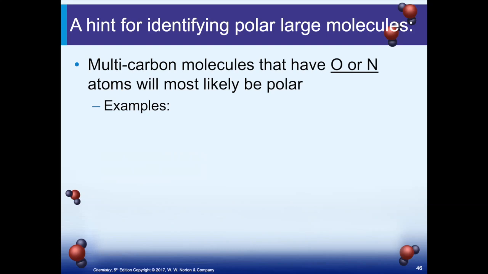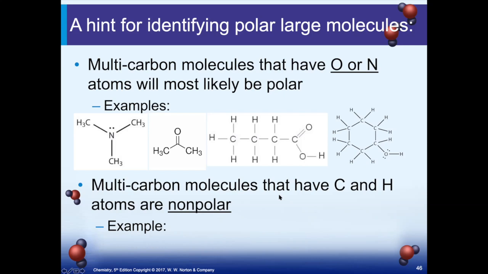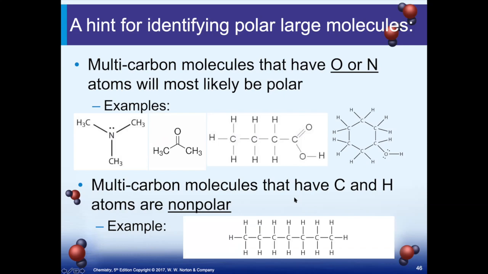You have some examples already there in your handout. All of these, if you'll notice, have a nitrogen or an oxygen. Because these have lone pairs on them, they orient themselves in a way where they end up with a permanent dipole. The opposite, a nonpolar molecule, is going to be one without oxygen or nitrogen, something that just has carbon and hydrogen in it. So multi-carbon molecules that have only carbon and hydrogen are nonpolar. Once again, you have an example already printed in your handout. This would be a non-polar solvent or solute, however it was being used.